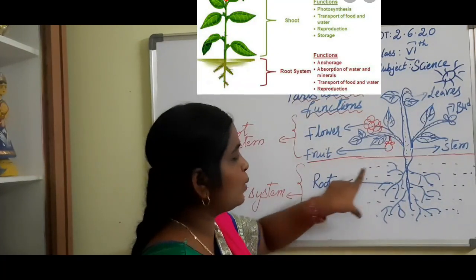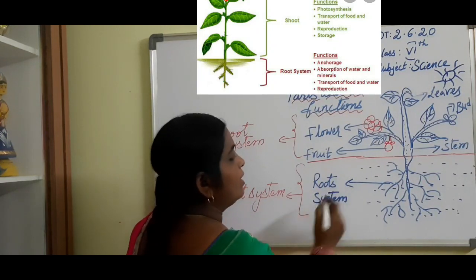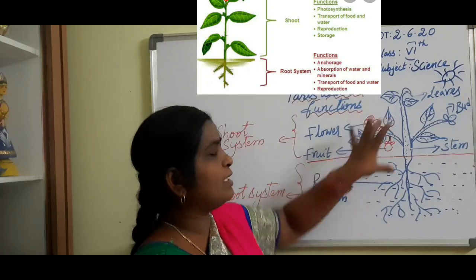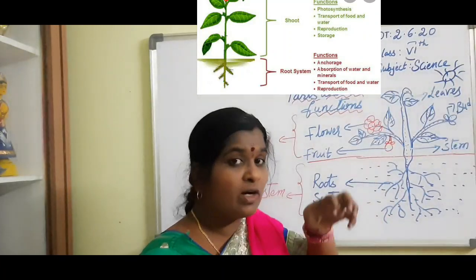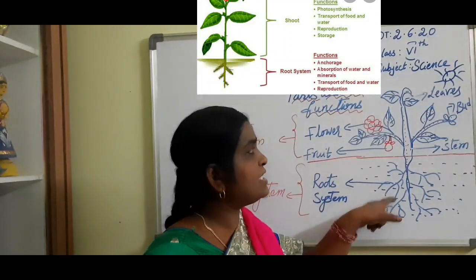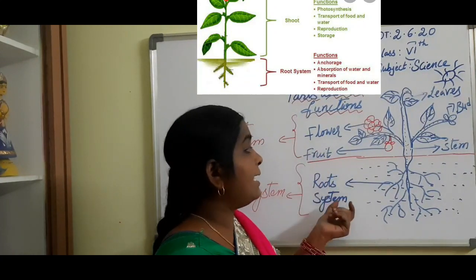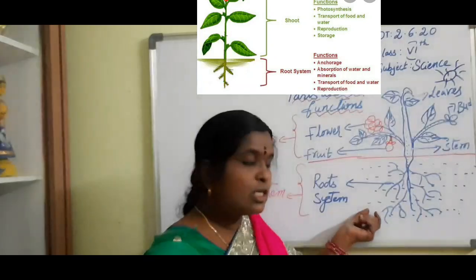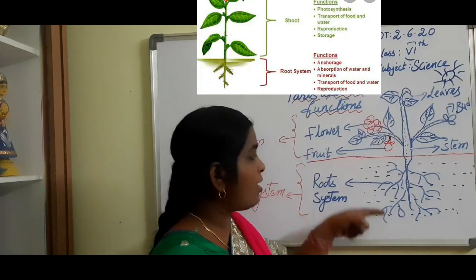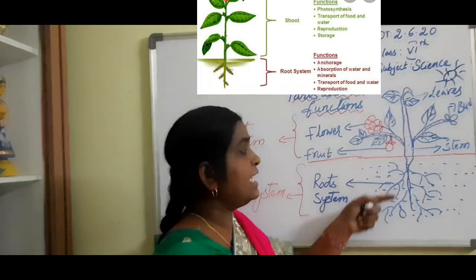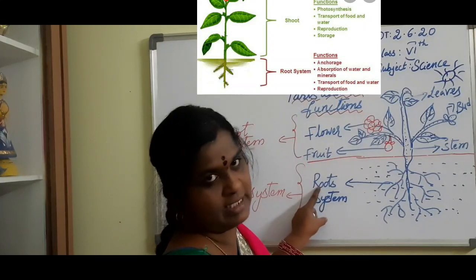So this is the root system. What is this, tell me? Root system. What is the importance of the root for the plant? It fixes the plant to the soil firmly and also gives support to the plant to stand erect. Understood? And another thing, the root absorbs water and mineral salts from the soil and supplies them to the stem. This is the function of the root system.